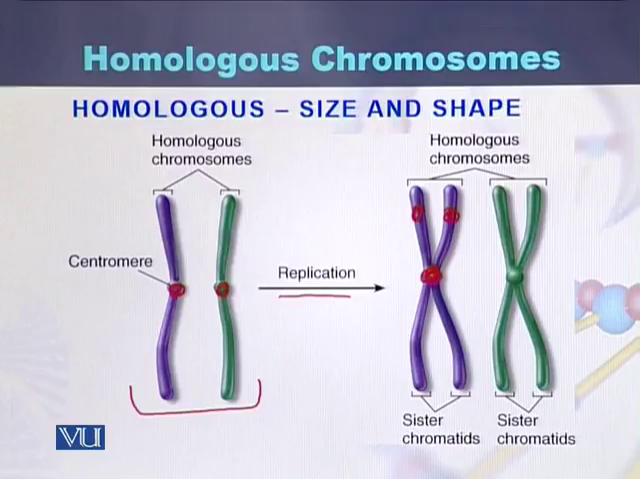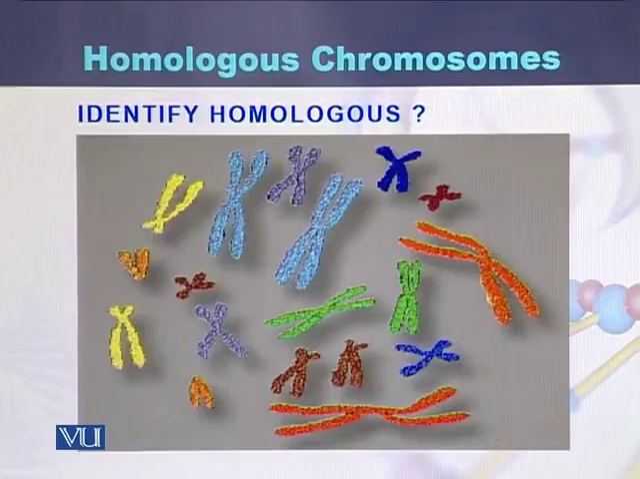This is the case of replicated chromosomes. If one gene is at this position, the second allele will be at the same position on the other homologous chromosome. From this diagram, we can try to identify which are the homologous chromosomes.